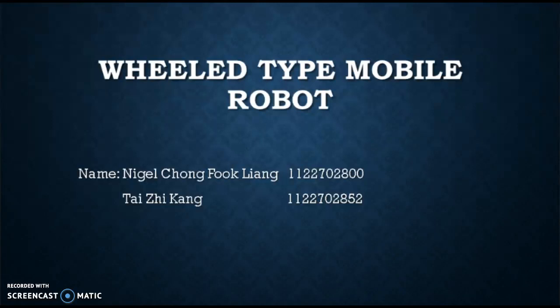Hi, in this assignment, we have been given a task to choose the most suitable robotic system to use in Malaysia industrial. The one we have chosen is the wheel type mobile robot.